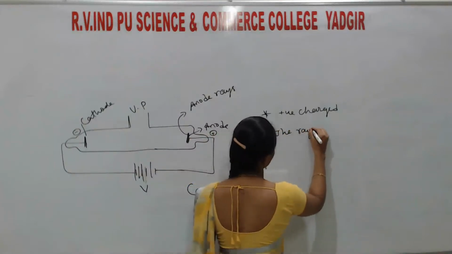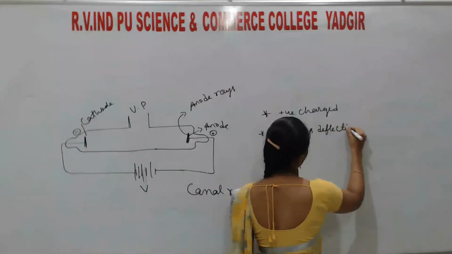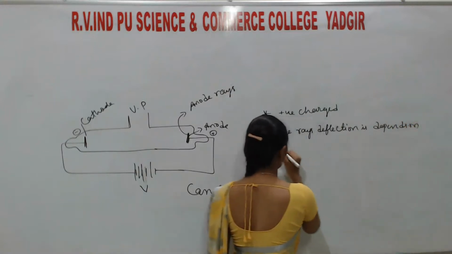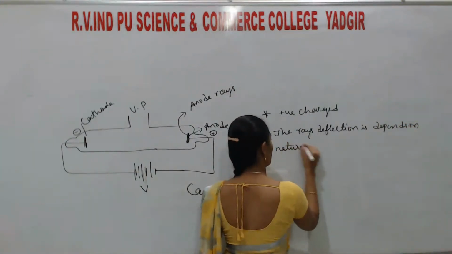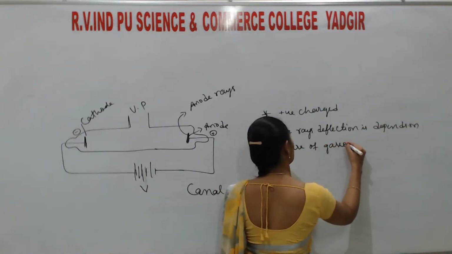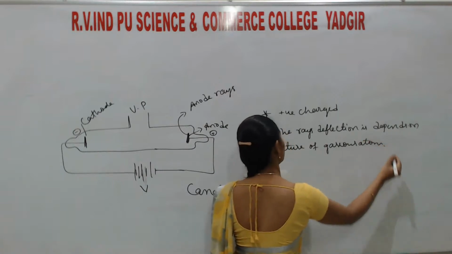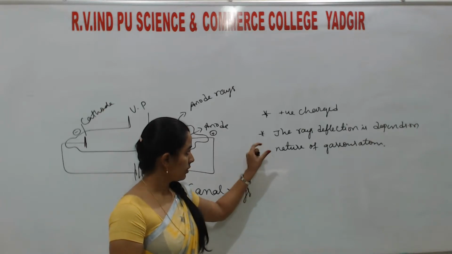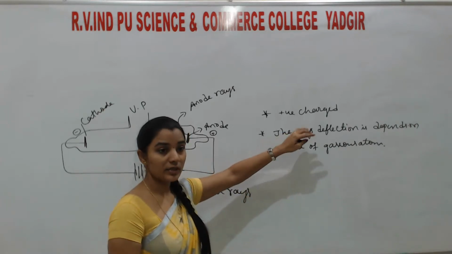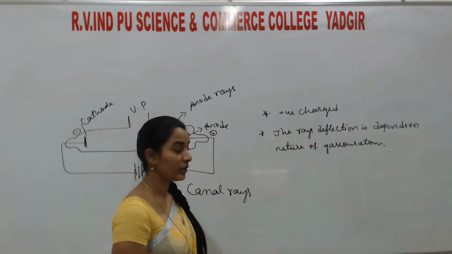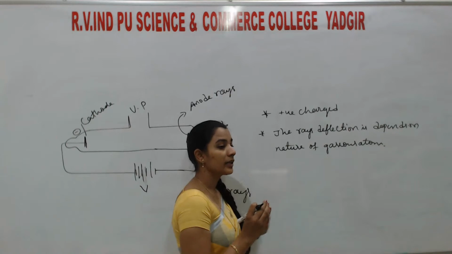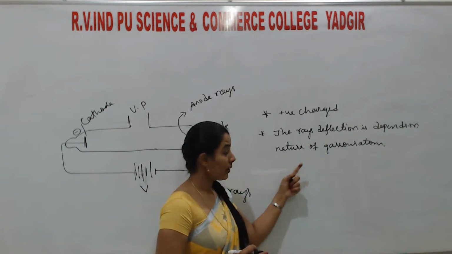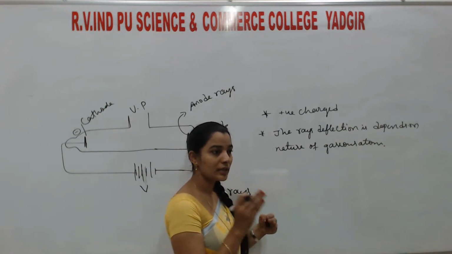And the ray's deflection depends on the nature of the gaseous atom. Means if the gaseous atom is lighter, then the deflection is less. If the gaseous atom is denser, means heavier, mass is more, then the deflection is more. Here it is opposite. Remember, in cathode rays, the lighter the molecule, the greater is the deflection. In the last class I told you. But here, the lighter the molecule, the least is the deflection.